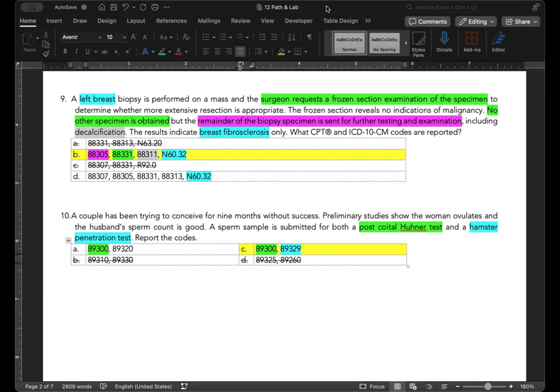If you're wanting a better idea of how the exam is going to be structured, then I would purchase the A, B, and C package from AAPC. That will give you a better gauge of how the questions might be worded as far as difficulty.